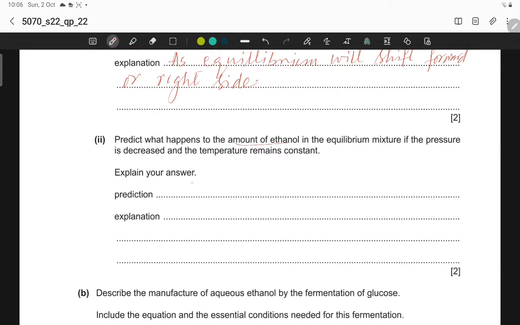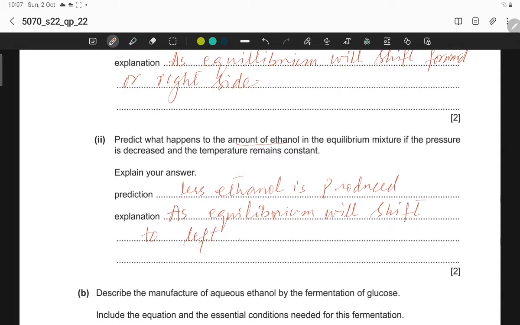The amount of ethanol is decreased, less ethanol is produced, as the equilibrium will shift to the left, or backward, towards more moles of gas.